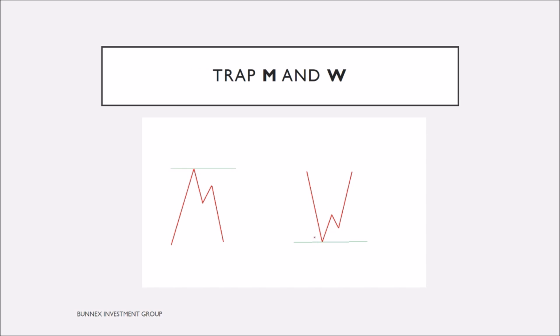Then we have the trap M and W. In this scenario, the market makers can no longer afford to push the price to the region of the first one, because if they do so, they will release traders that have gone long at this point, and going back to this point will release these traders. So they will need to run away from these traders and trap them for the next part of the cycle. Same applies on the W, trap W.